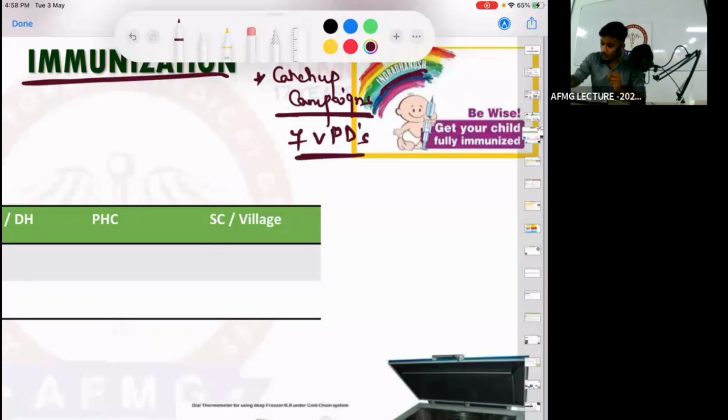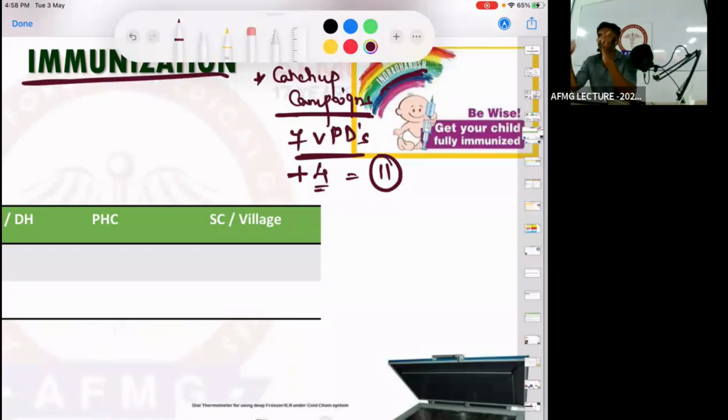Next, we also added 4 more vaccines, making a total of 11 vaccines under this program. And the 4 more vaccines added were: first, IPV, the injectable polio vaccine. Second, the MR vaccine, measles rubella vaccine. Third, 2 new vaccines were added: rotavirus and Japanese encephalitis.